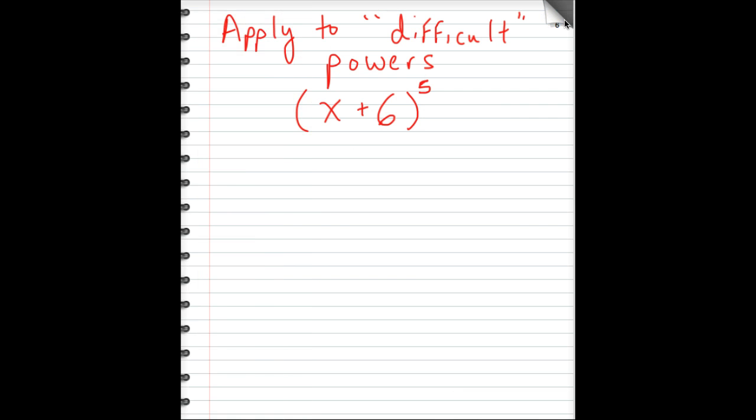Now, you might say this is silly, but it's very, very helpful when you get into something much more difficult, like raising something to the 5th power. I would have to write this out 5 times and multiply it through. That's going to be quite the fiasco. I don't want to do that, so I'm going to show you the shortcut. What you need to do is look at Pascal's triangle.